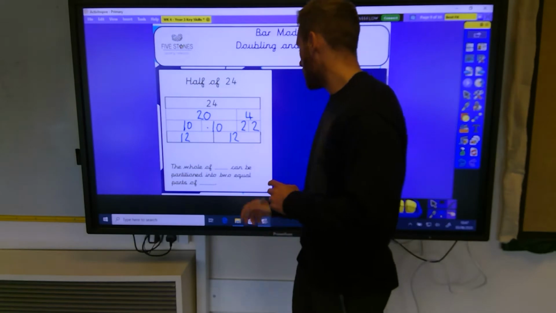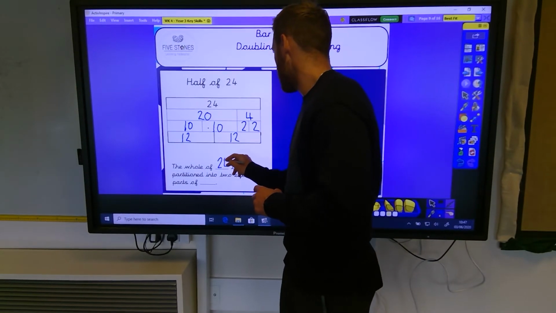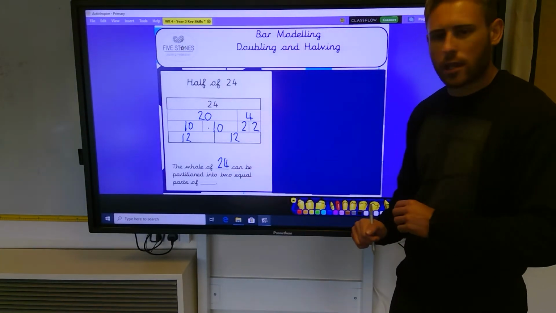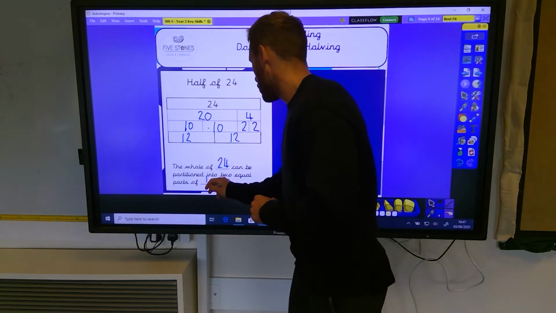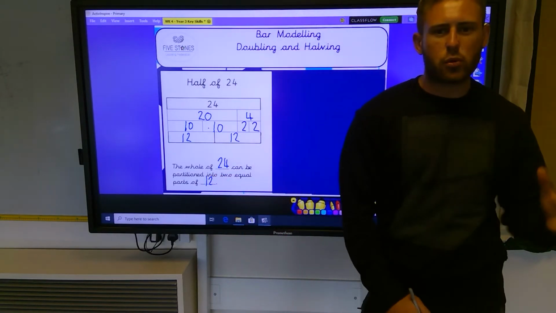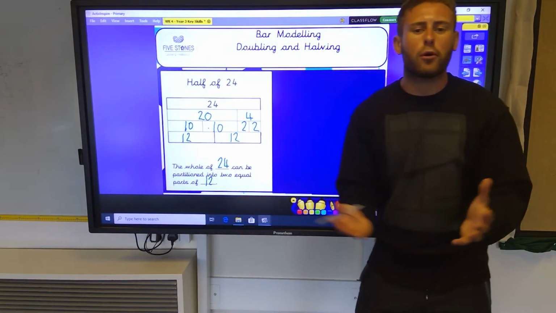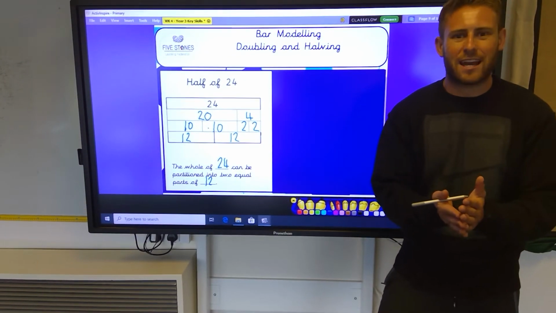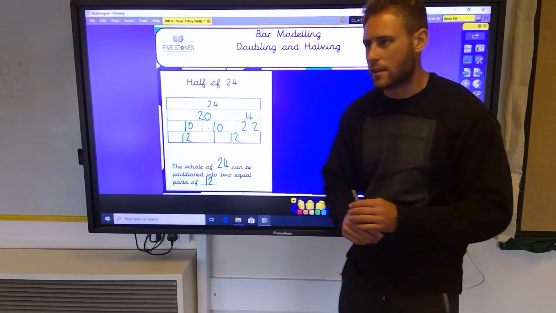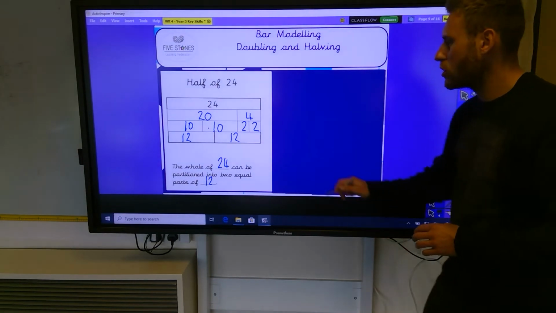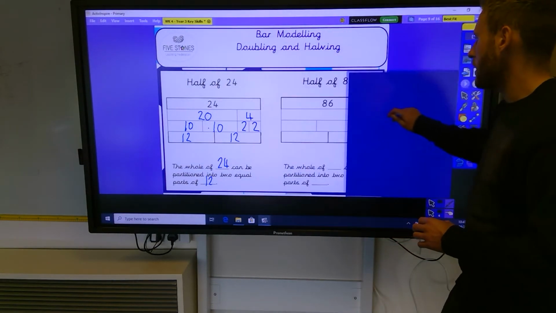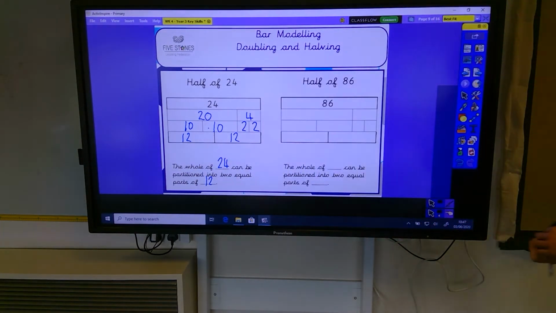So the whole of 24 can be partitioned into two equal parts of 12. We halve the 20, we halve the 4, we put the parts back together. So fantastic, and thank you for helping me with that. It's your turn to do something very similar. Off you go.